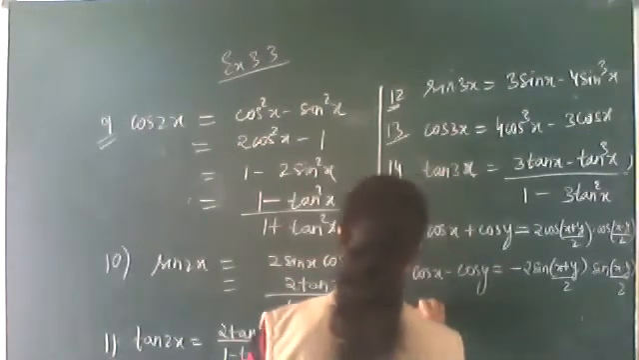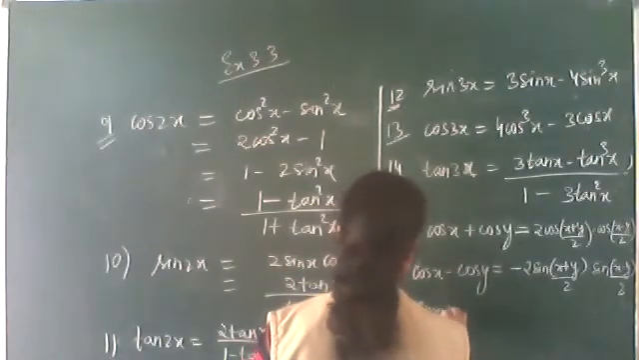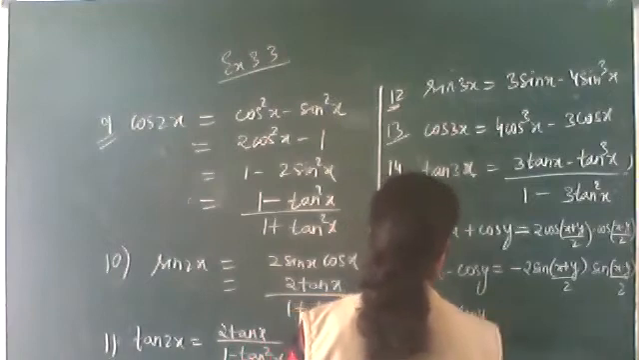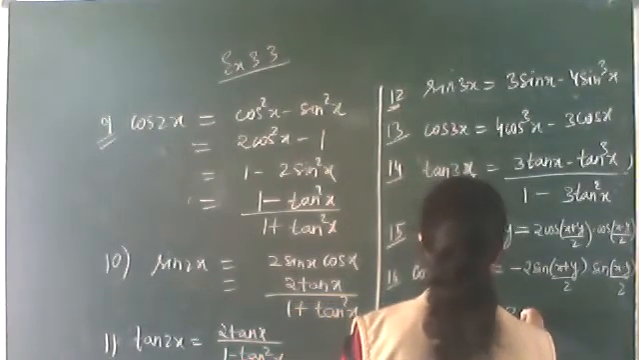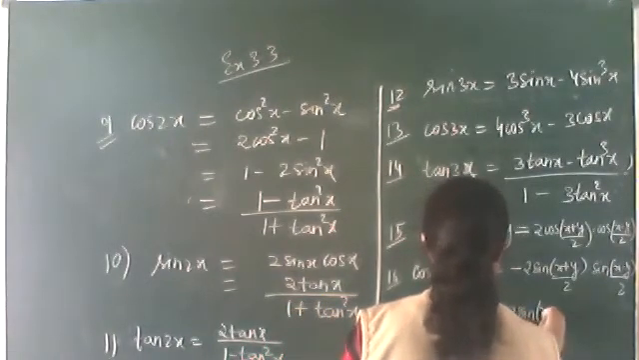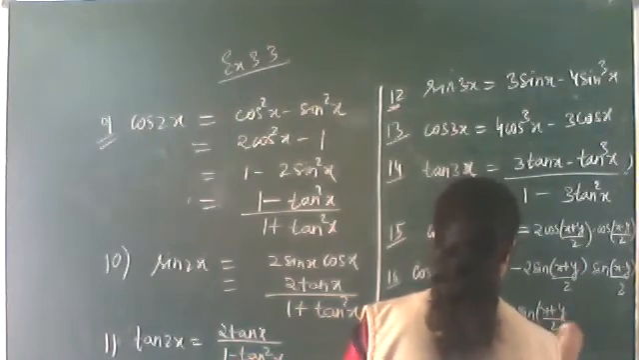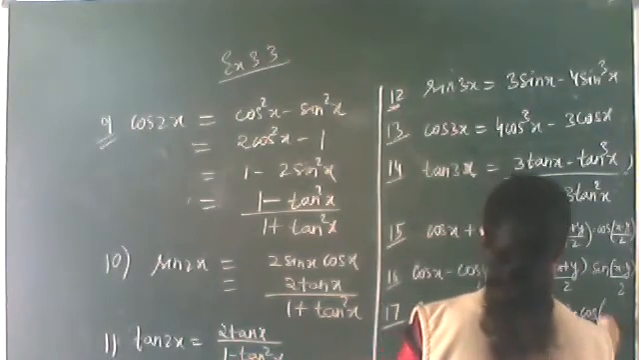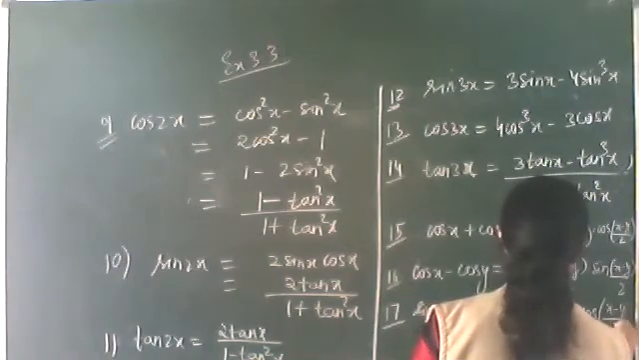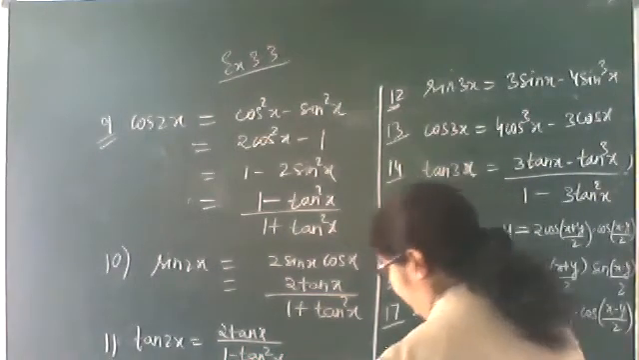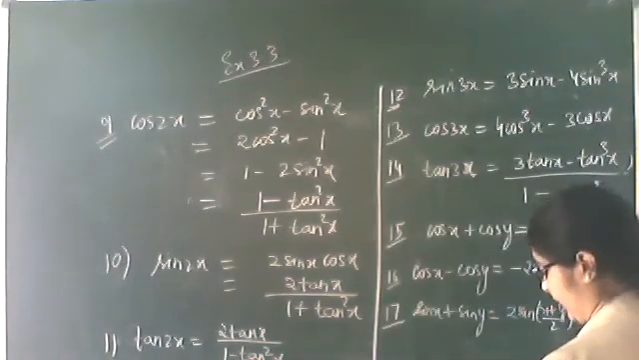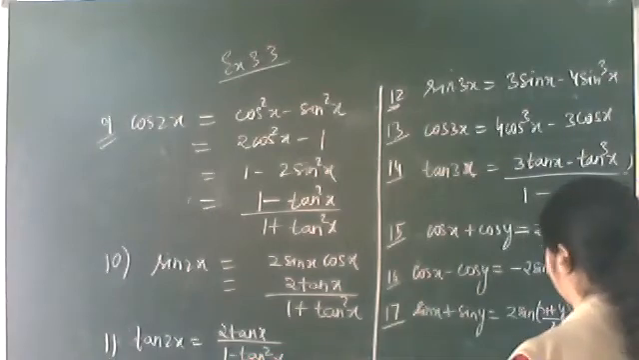Sine x plus sine y. It will be what? 2 sine (x plus y)/2 into cos (x minus y)/2. Clear? 2 sine (x plus y)/2 into cos (x minus y)/2.